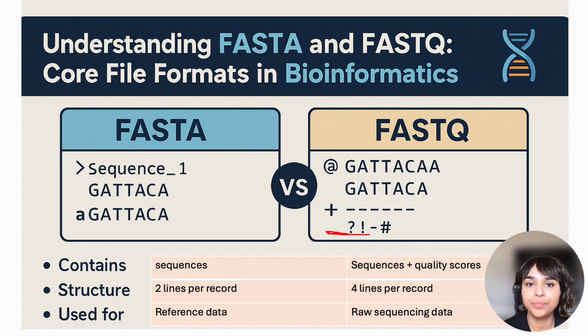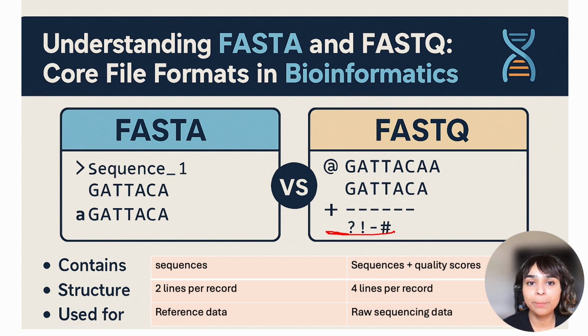Okay, here they are. Each read in a FastQ file includes 4 lines: one for the header, one for the sequence, a plus sign, which is also called a separator, and one for the quality string. These quality scores, encoded as ASCII characters, tell you how confident the sequencer is in each base call.